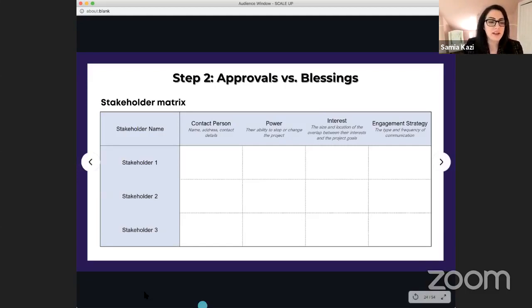So by listing all of these potential stakeholders and then trying to figure out how much power they have in their community, in their area, and how much interest, and what's the overlap between their interest and your interest, and then think about what possible engagement strategy you'll have to think about in order to set some partnerships with them.